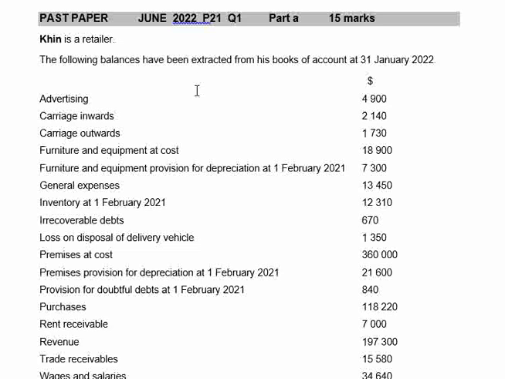Now here we have this question. We have to read it first carefully so that we can understand how many items we have been given, and which item is to be recorded in which statement or which part of the question. So Khin is a retailer. The following balances have been extracted from his books of accounts at 31st January 2022.